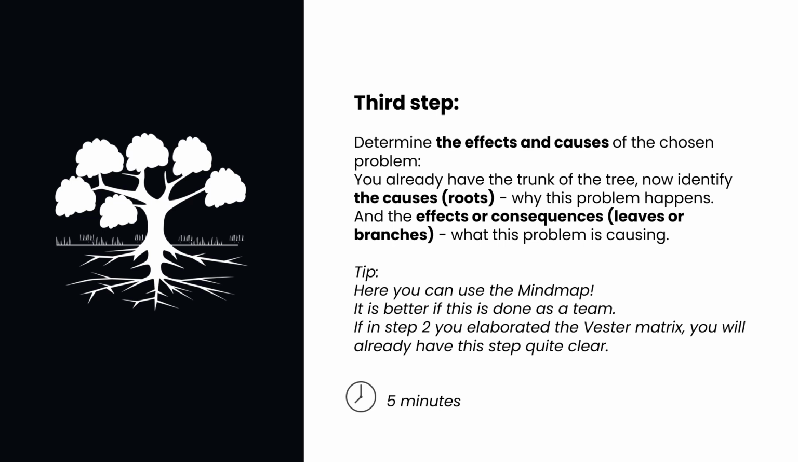Third step is for determining the effects and causes of the chosen problem. You already have a trunk of a tree. Now identify the causes, going to the roots, why this problem happens, and then the effects or consequences, leaves or branches, what this problem is causing. Actually, in this step, you can start using the mind map. It is better if this is done as a team, so you can have more ideas on how to work on the problem. If in step 2 you elaborated the Vester matrix, you will already have this step quite clear.